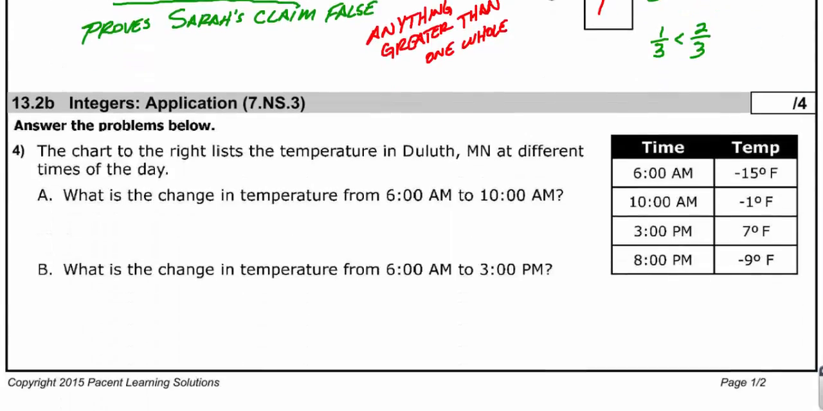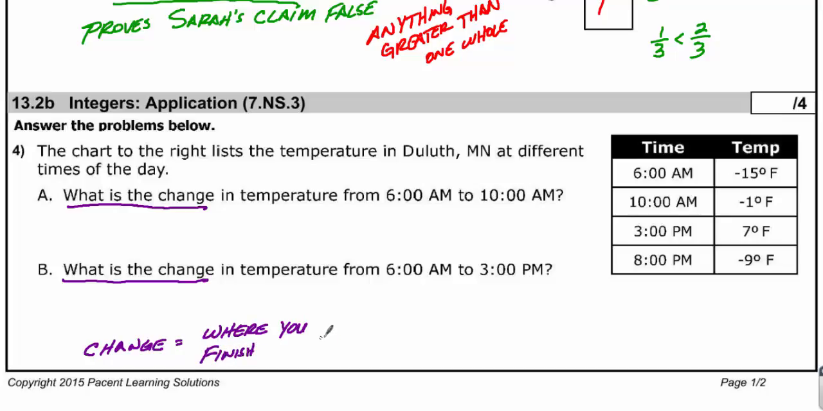On to number 4. So in problem 4, we've got temperatures. And here's something we talked about in class. They want to know what is the change in each of these. What's the change? So change is always equal to where you finish minus where you start.